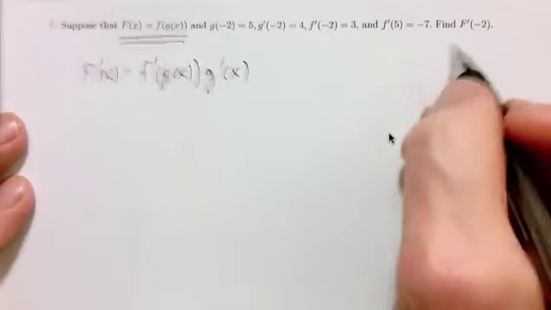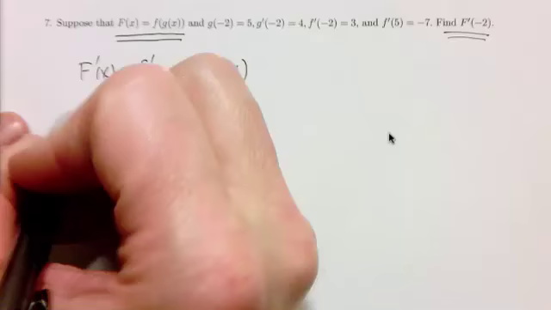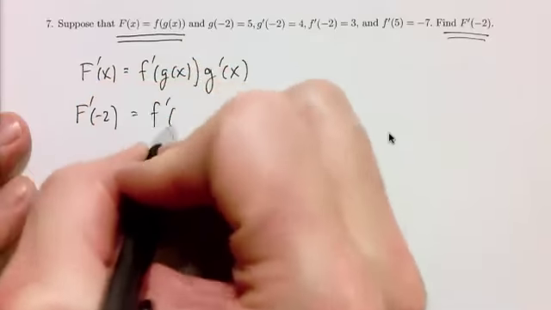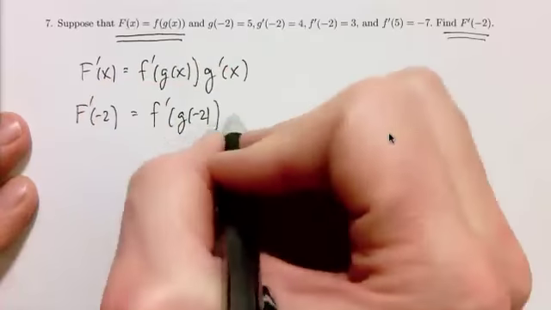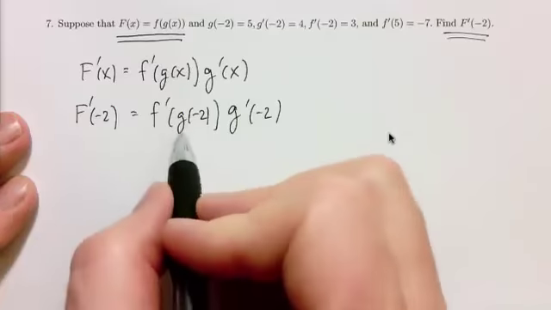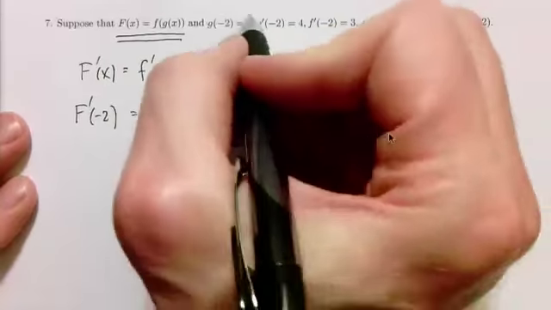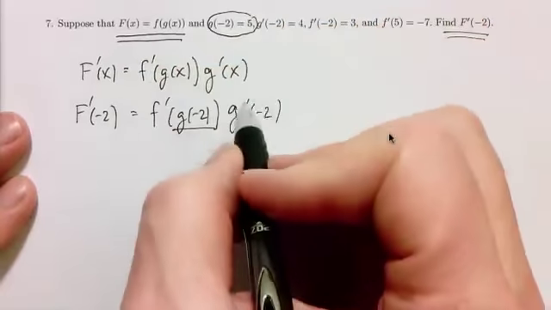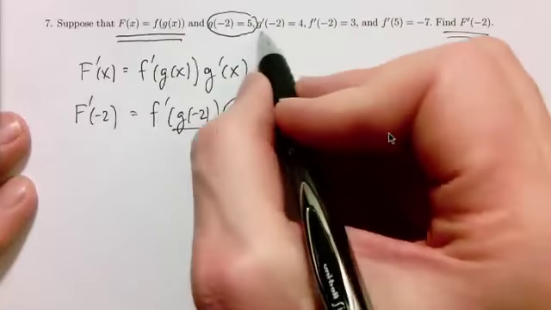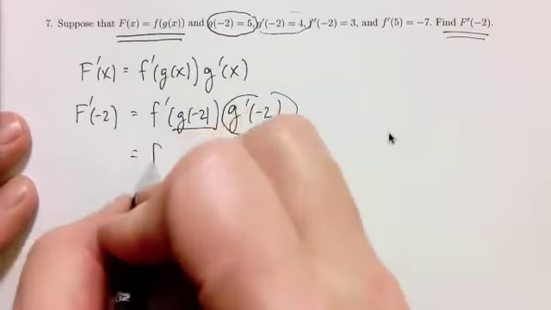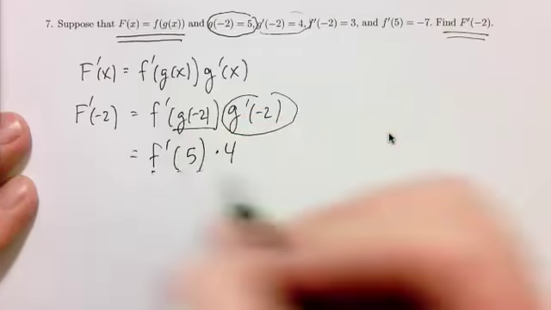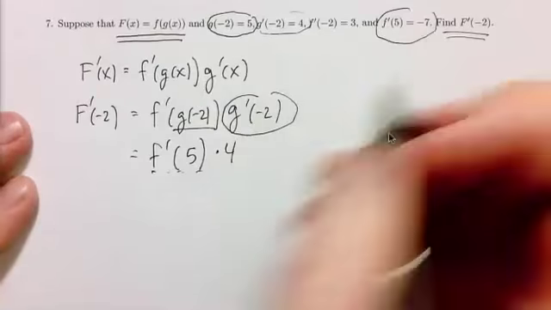Well, I want to find f prime at minus 2. So let's plug in x equals minus 2 here. Okay. g of minus 2, well, that's part of my given data. That's 5. g prime of minus 2, that is 4. So I've got f prime at 5 times 4. And finally, f prime at 5, that's something I know. That's minus 7.